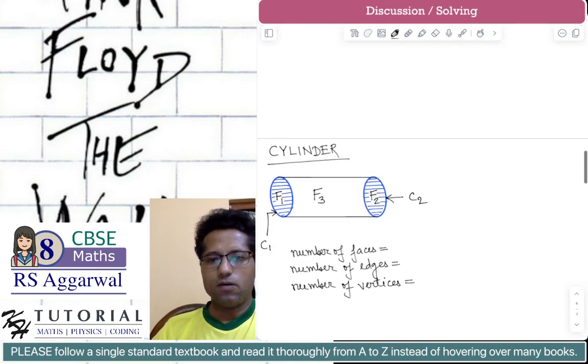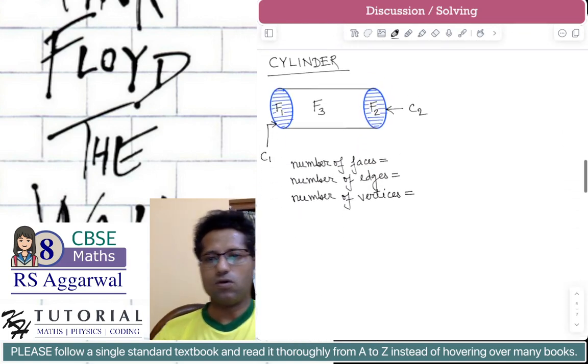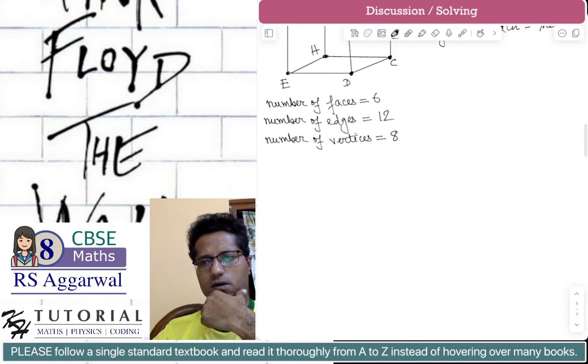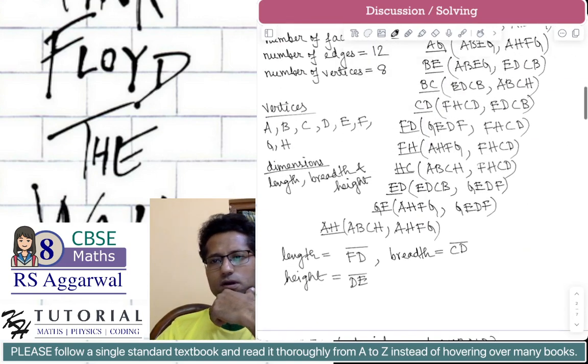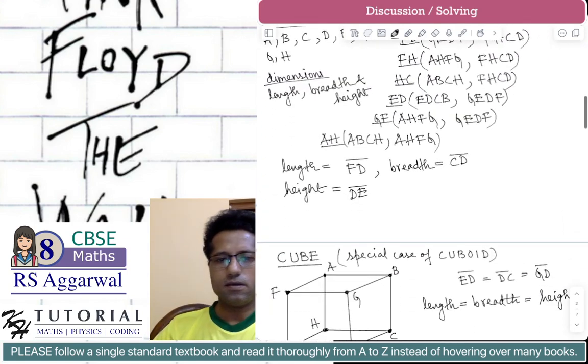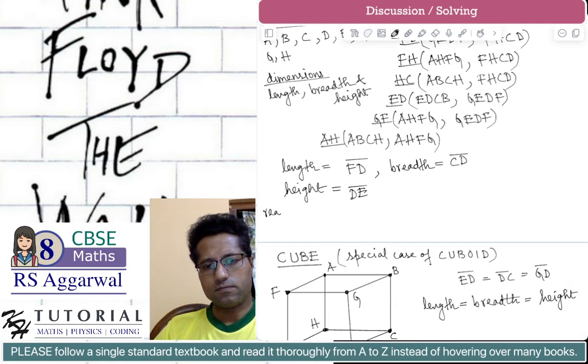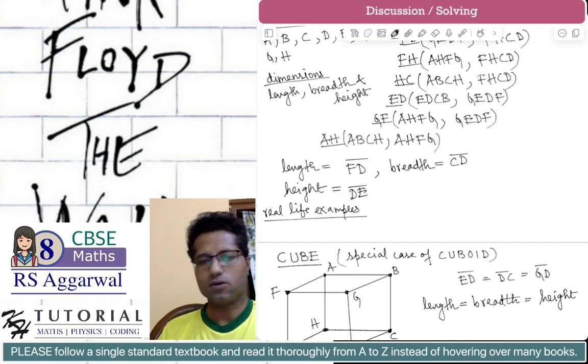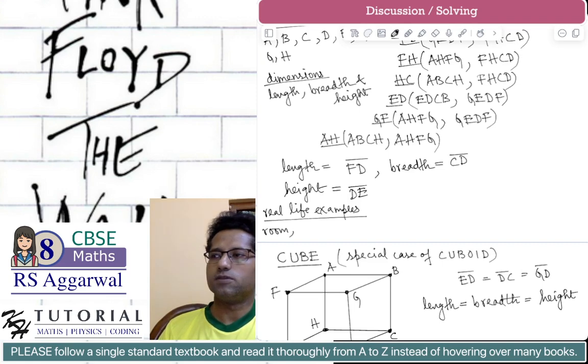Okay. Now, what is a cylinder? Before that, there are some real life examples of objects that have a shape similar to a cuboid. You can consider a room, definitely a room.